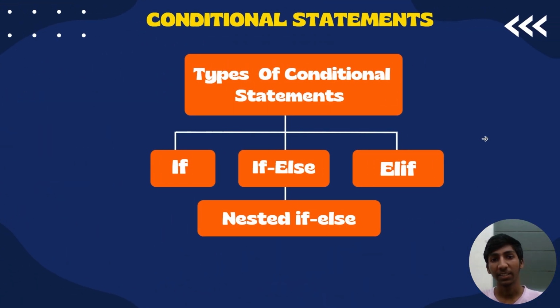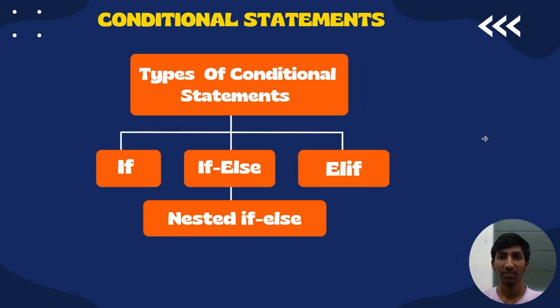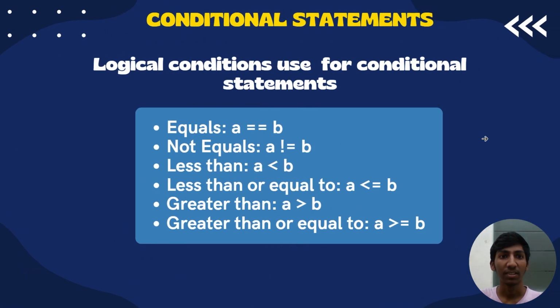Types of conditional statements: if, if else, nested if, elif. Logical conditions used in conditional statements: equal, a equal to b; not equal, a not equal to b; less than, a less than b; less than or equal to, a less than or equal to b; greater than, a greater than b; greater than or equal to, a greater than or equal to b.